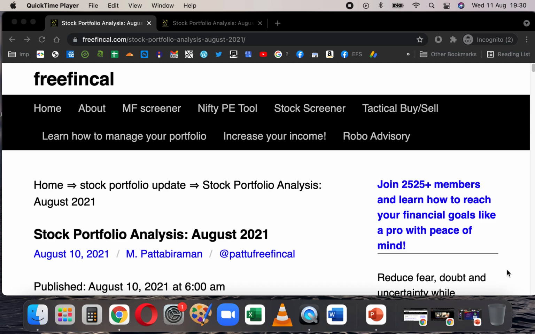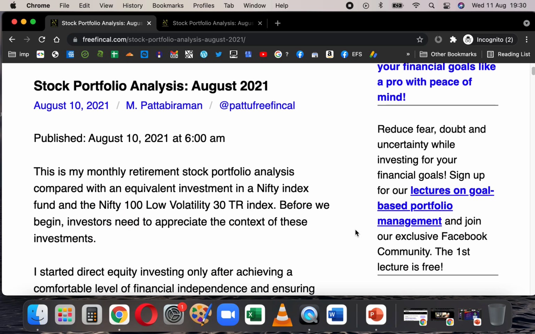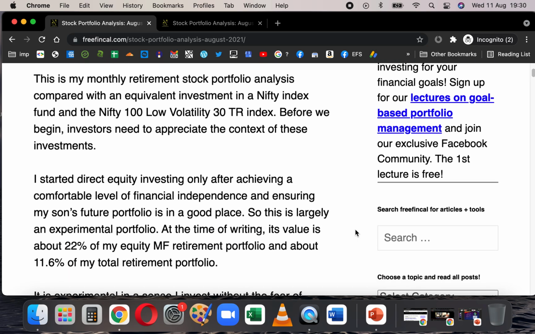This is the stock portfolio analysis for August 2021. I have been publishing this every month for the last few months. As regular viewers would know, this is a small part of my retirement portfolio, and currently its value is only about 22% of my mutual fund portfolio and almost 12% of my total retirement portfolio.